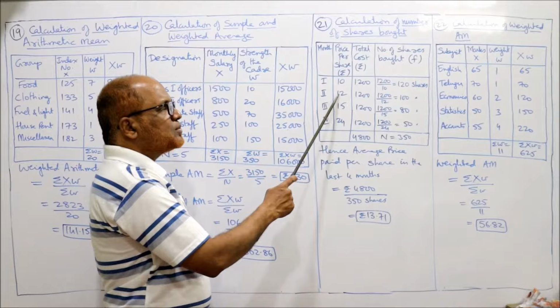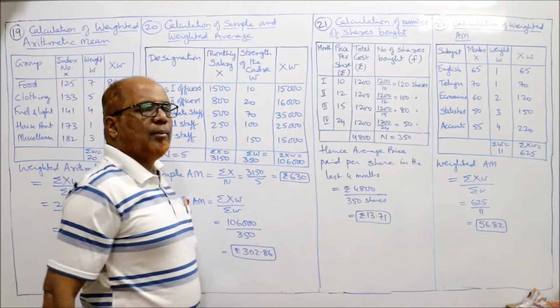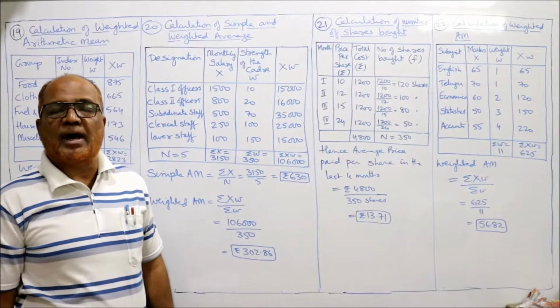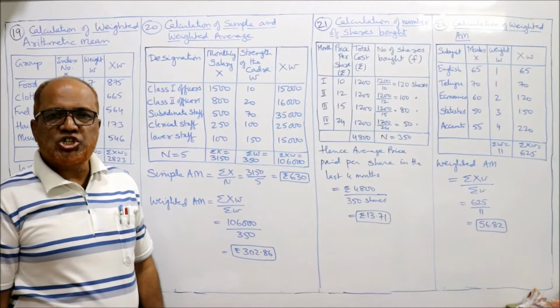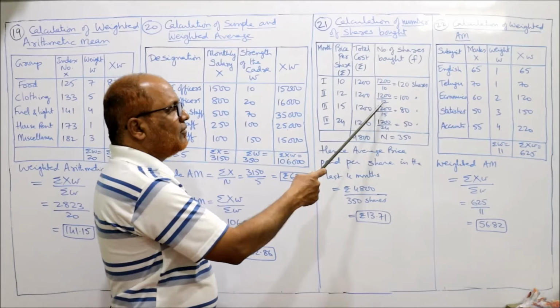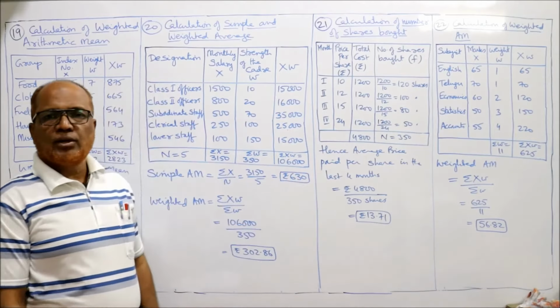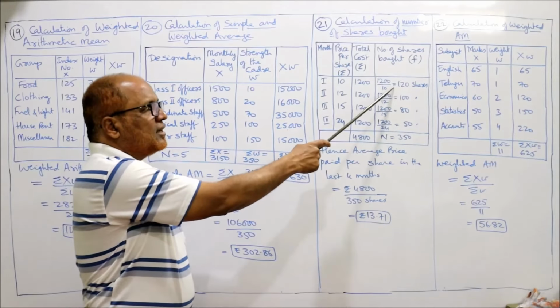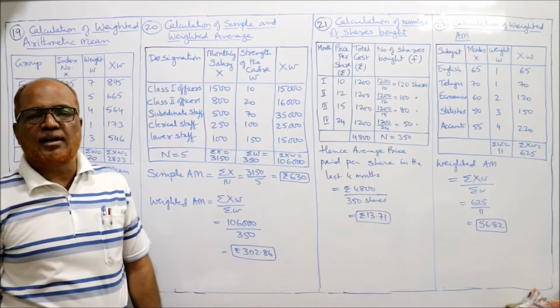Second month, 12 rupees per share, he has purchased 1200 rupees worth of shares, one share at 12 rupees. For each share, 12 rupees he has paid. So how many shares has he purchased? 1200 divided by 12, 100 shares. So in the first month he purchased 120 shares, and second month he has purchased 100 shares.